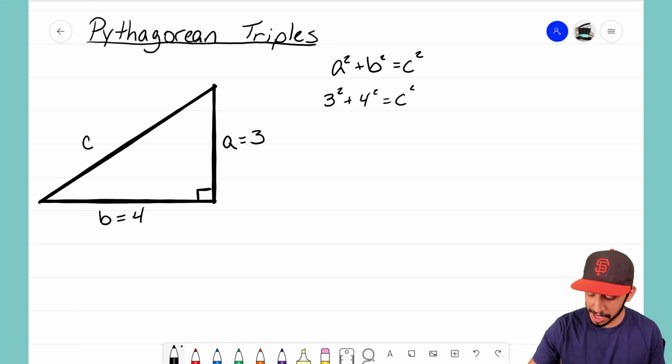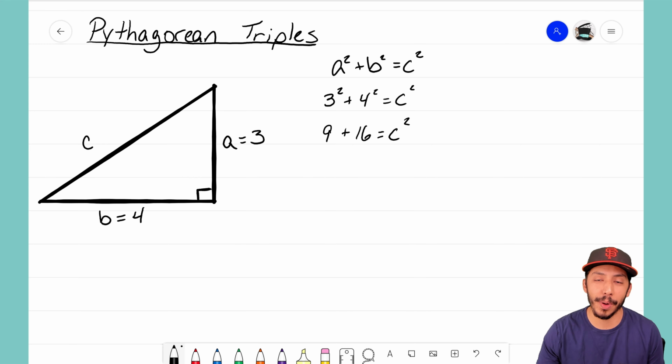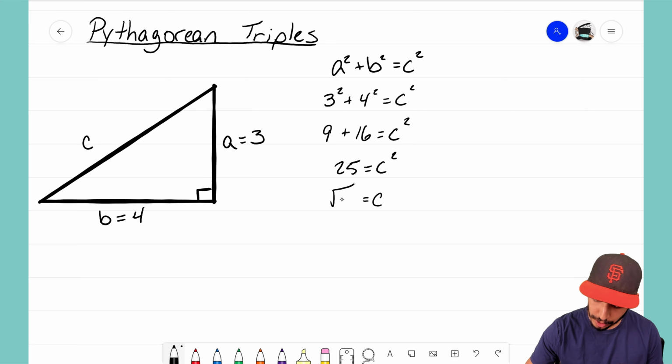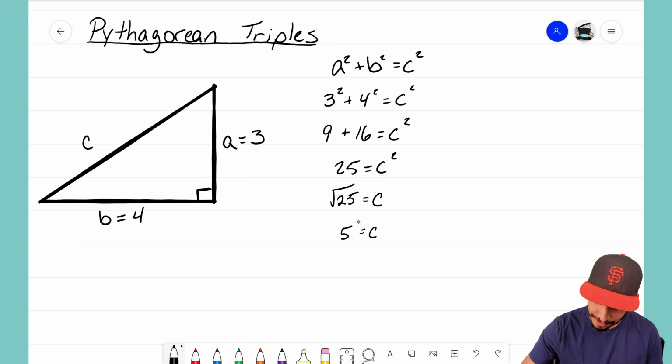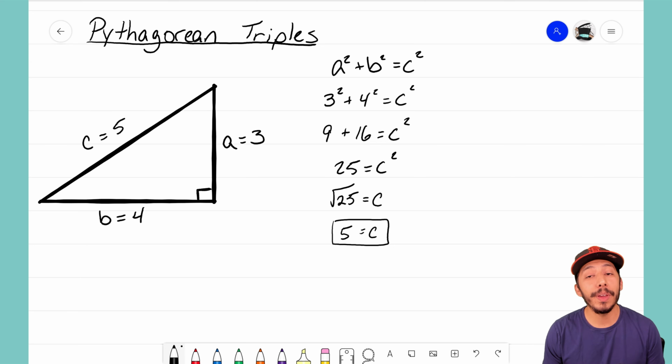and now I can solve for c by just doing some arithmetic. So 3 squared is 3 times 3, which is 9, plus 4 squared, which is 16, and that all equals c squared. Well, 9 plus 16 adds together to make 25, which still equals c squared. I want c by itself, so I will need to take the square root of both sides. So c equals the square root of 25, and the square root of 25 is just 5. That right there is our final answer for c. We've now used Pythagorean's theorem to solve for the hypotenuse, and that hypotenuse is 5.